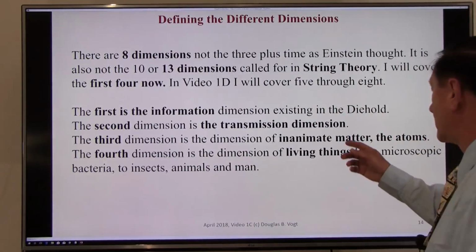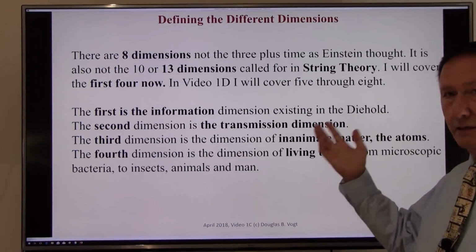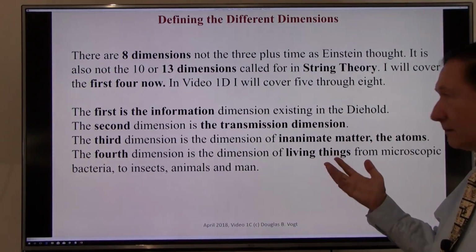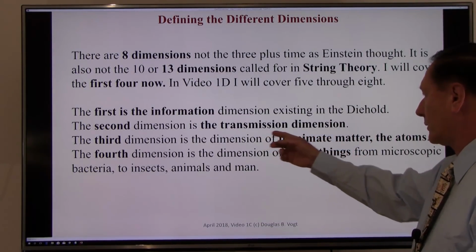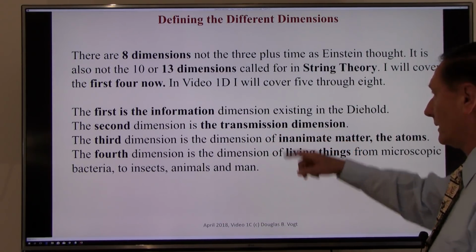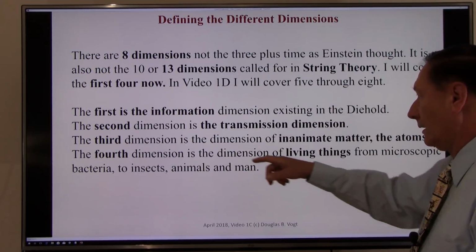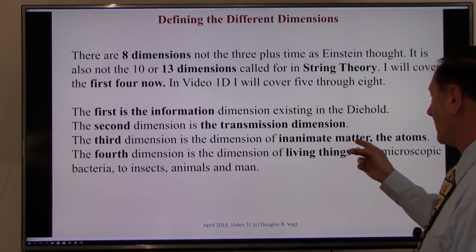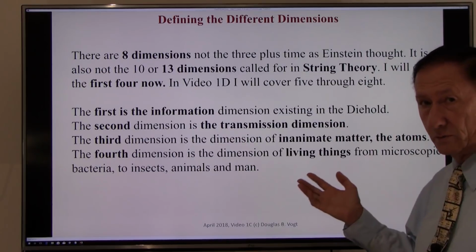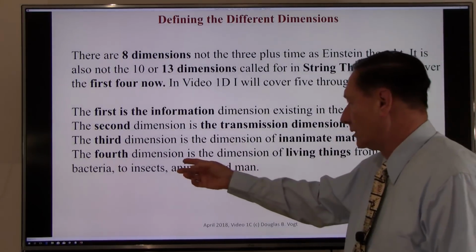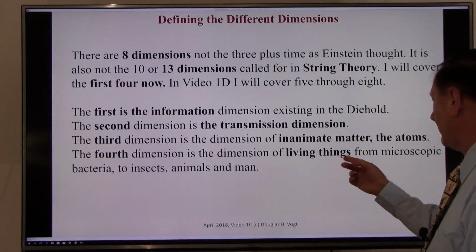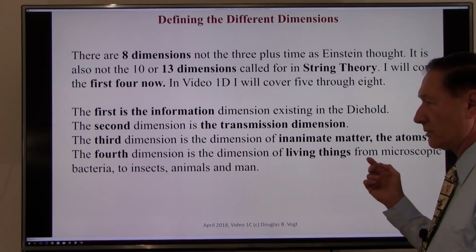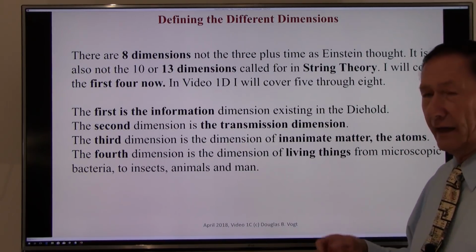Anyway, the first dimension is the information that's in the dihole in the form of data. The second dimension is the transmission dimension, as you saw with that modified square wave. The third dimension is of inanimate matter, the atoms, all of them. The fourth dimension is living things, from microbes, bacteria, insects, and man.